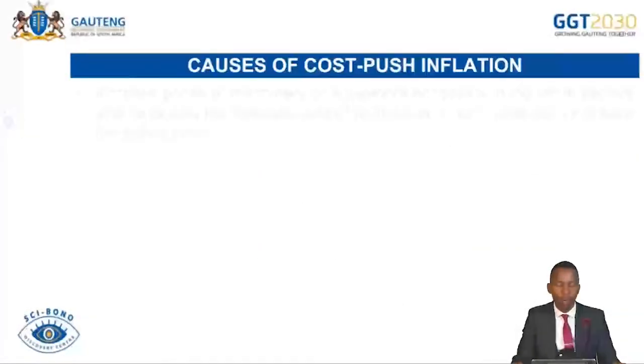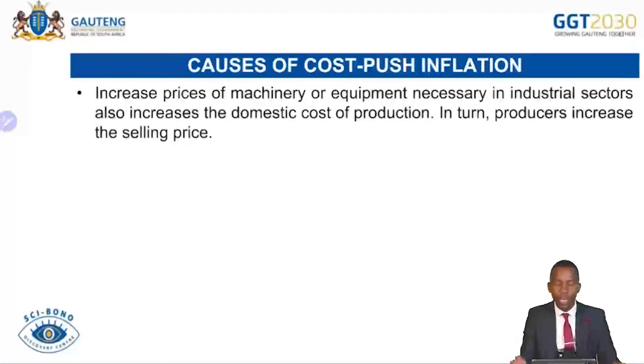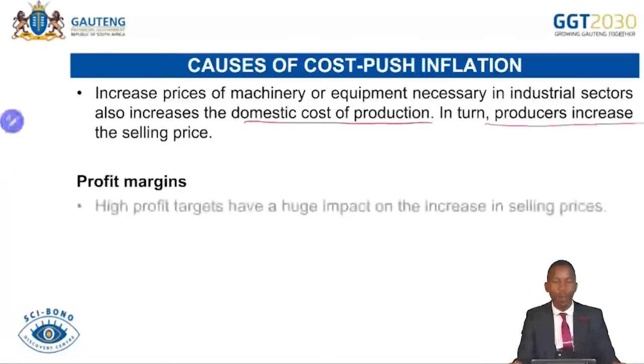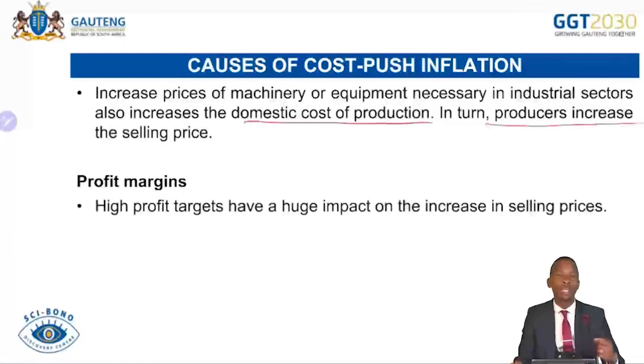We continue. Increasing price of machinery or equipment necessary in industrial sectors also increase the domestic cost of production. In turn, producers increase the selling price in order to recover the cost of machines that they have purchased, which is expensive. Profit margins. We know that businesses always set their profit targets very, very high. So for them to reach their profit margins or targets, they always charge higher prices. So high profit targets have a huge impact on increase in selling prices.